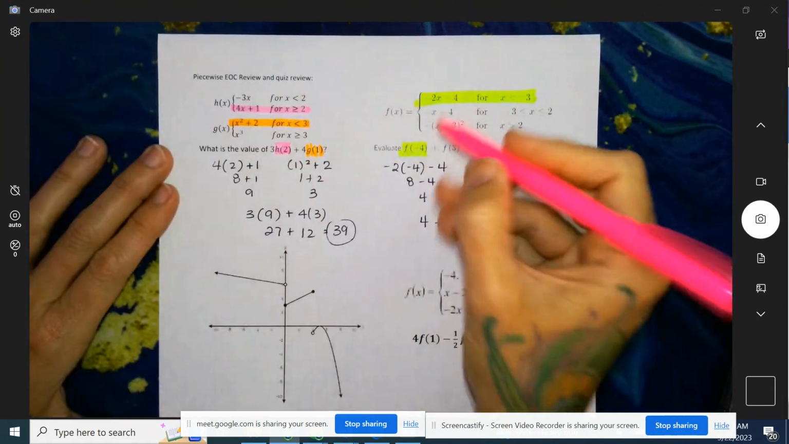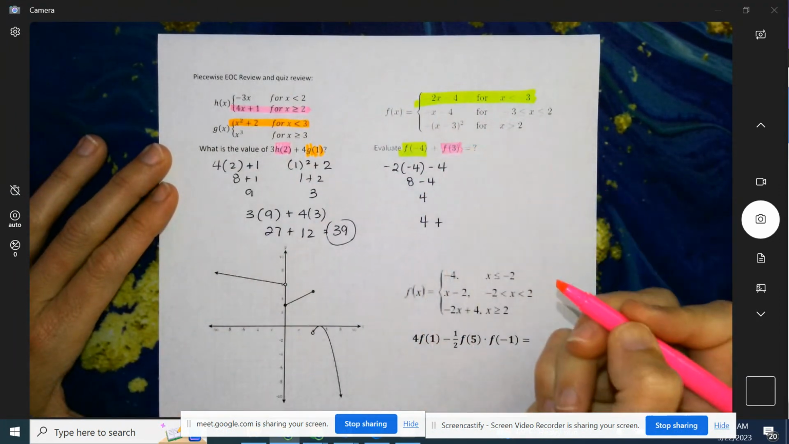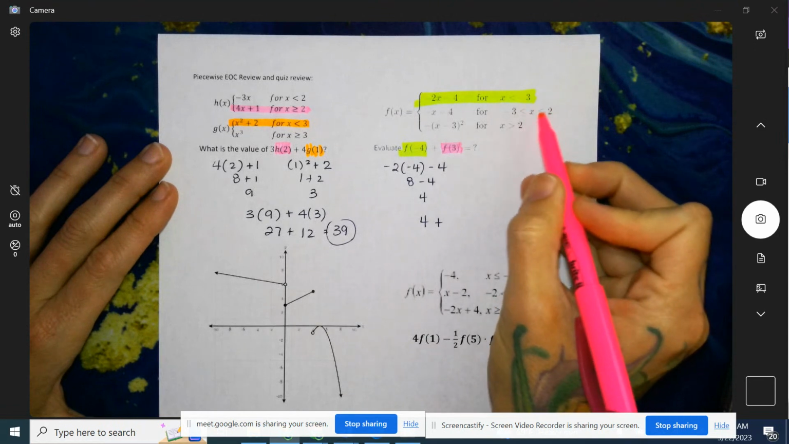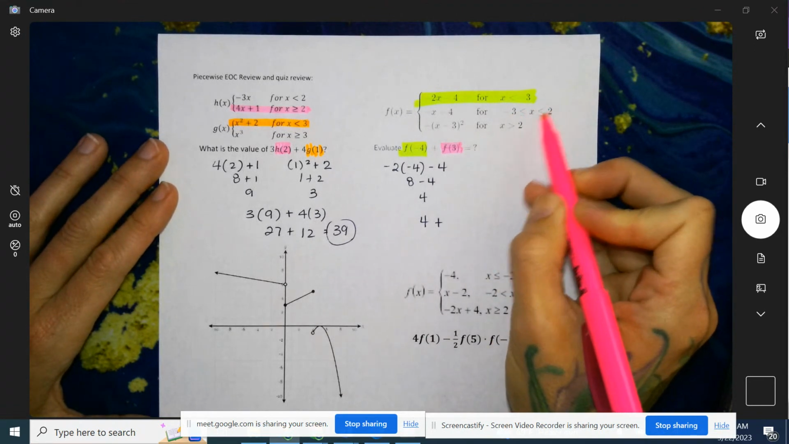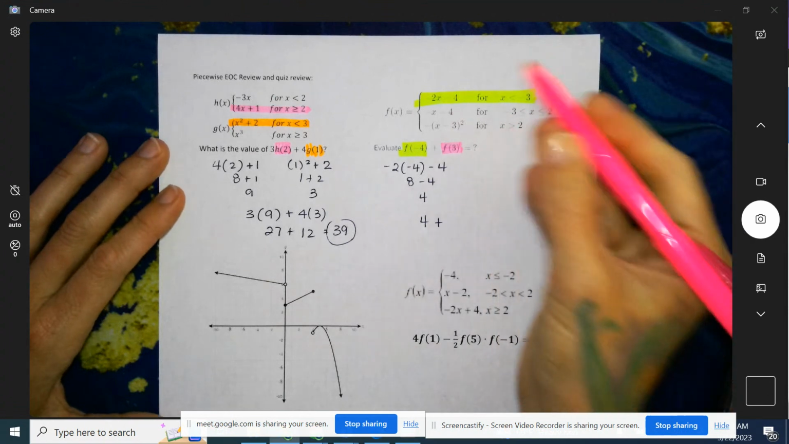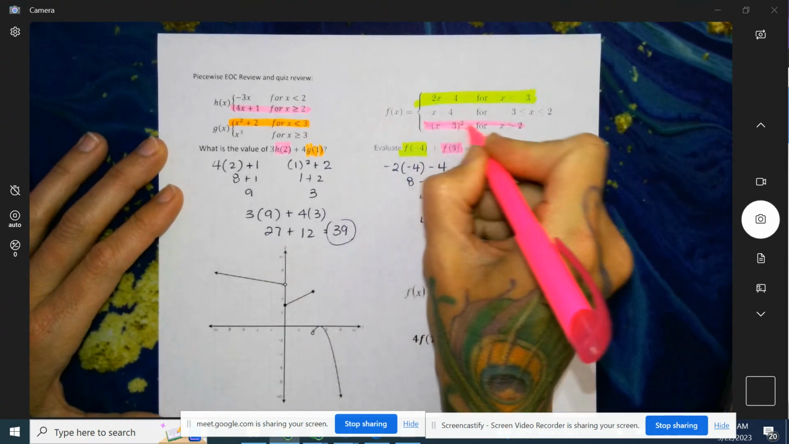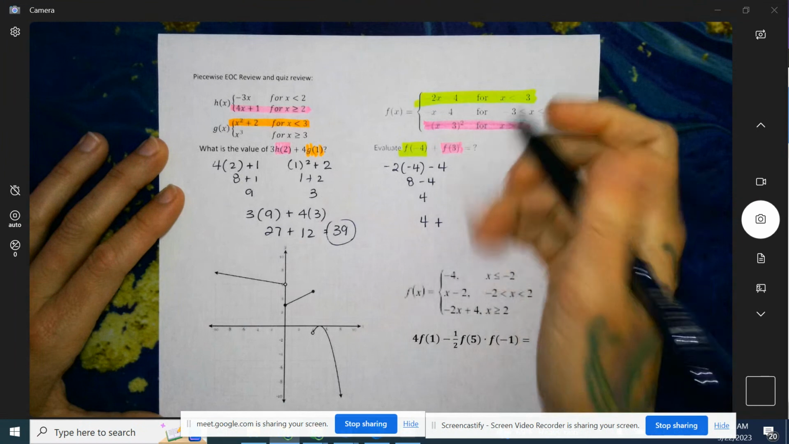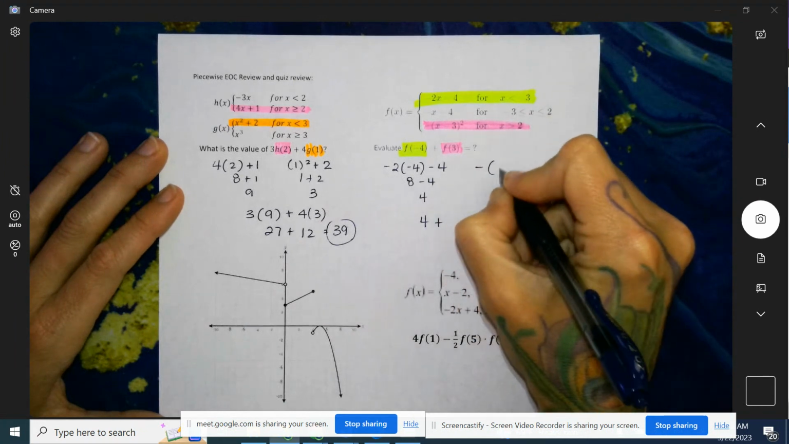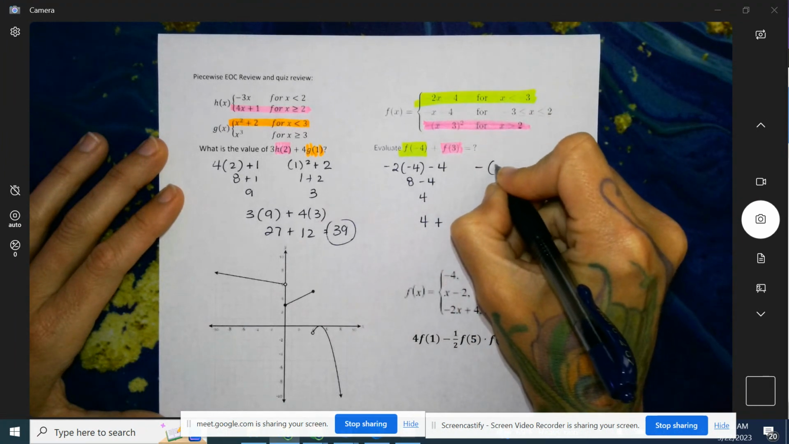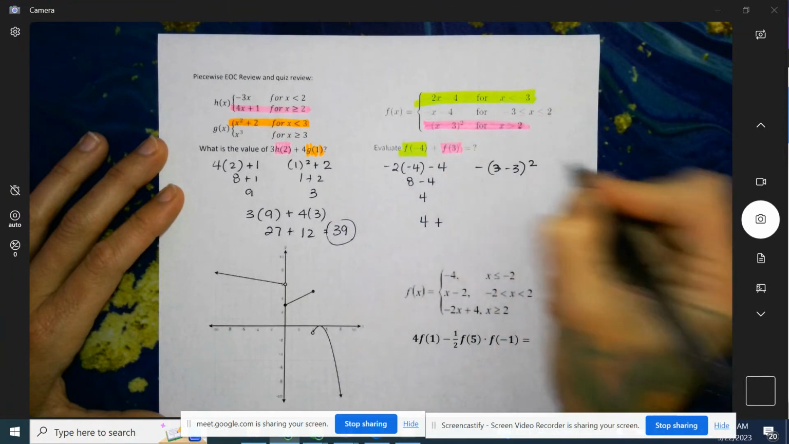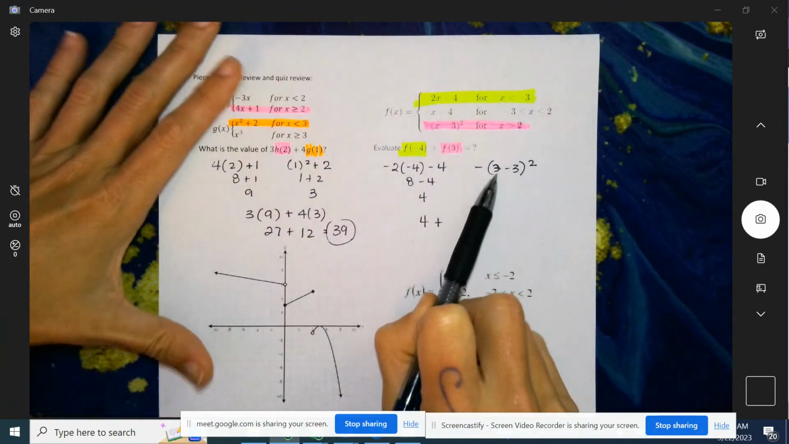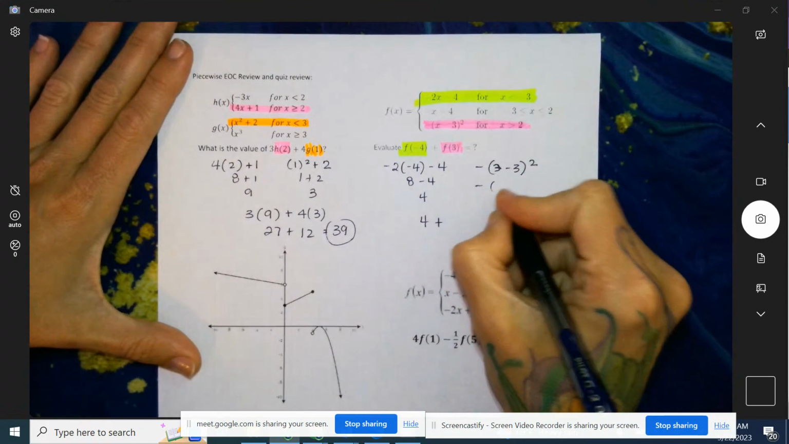Then we're going to go over here to f of 3. So we got to pick which one works for 3. 3 does not fall between negative 3 and 2. 3 is greater than 2, so we're going to use this one. I wish this equation was darker on my paper. It's not. So negative x, which is going to be a 3 that they gave us here, minus 3 squared, using that equation. So 3 minus 3 is going to give us 0.